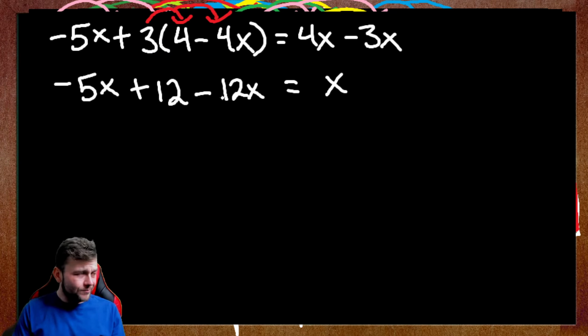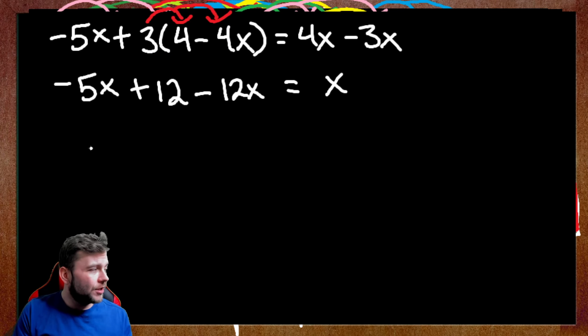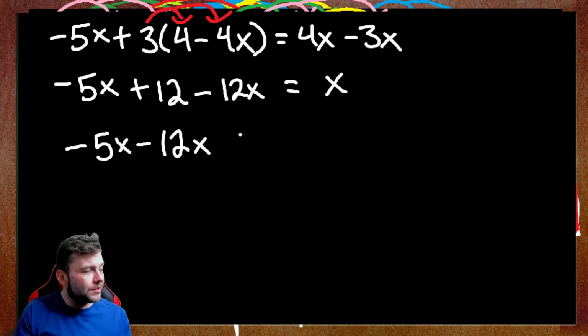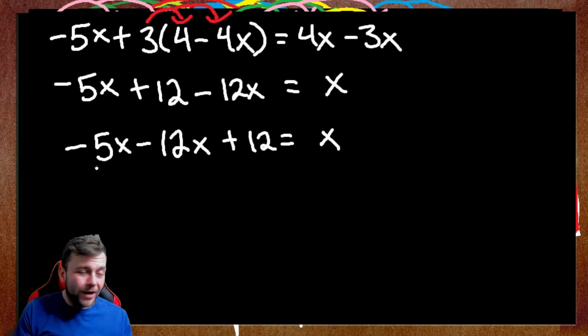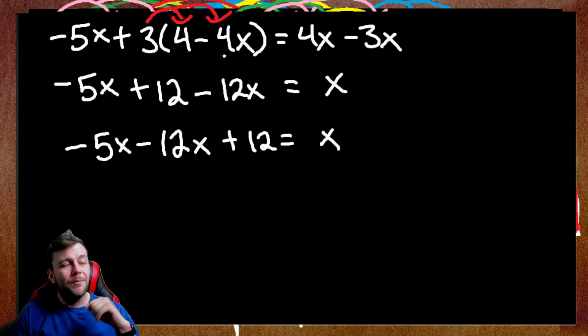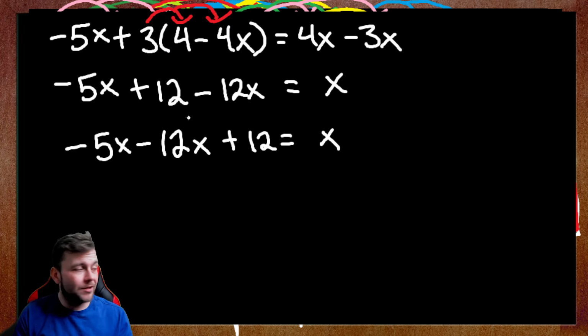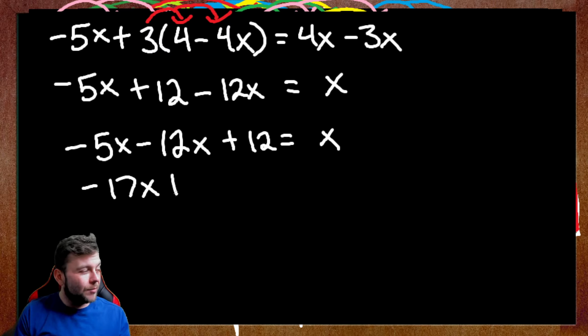Okay? Then, check it out. We have a minus 12x. Let's move things around so our like terms are right next to each other. It makes it a little bit nicer to do this. So 5x minus 12x plus 12 equals x. Minus 5x minus 12x, it's more negative, right? So I'm minusing 12x. So I'm making it more negative. That gives us a negative 17x plus 12 equals x.